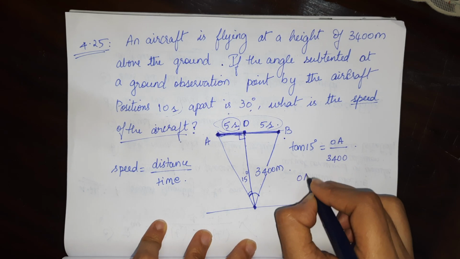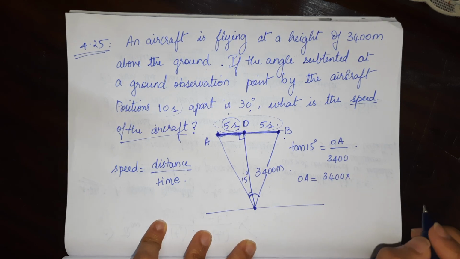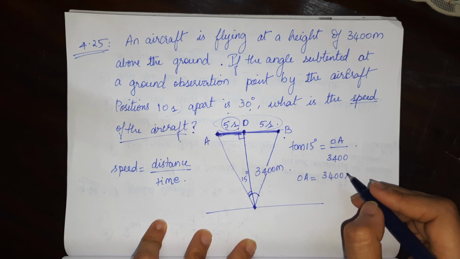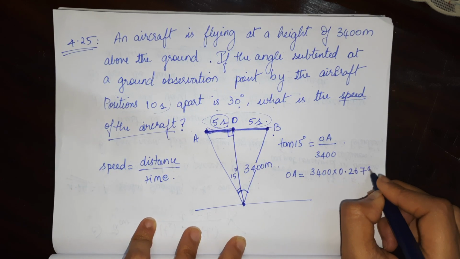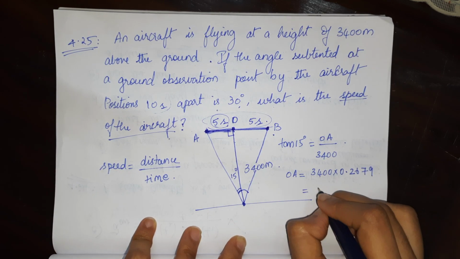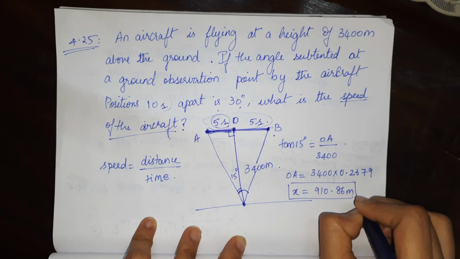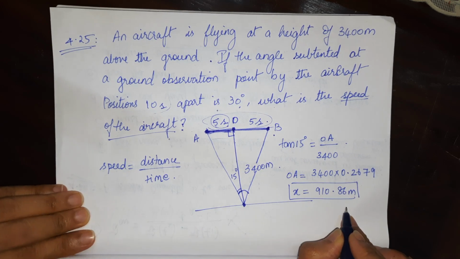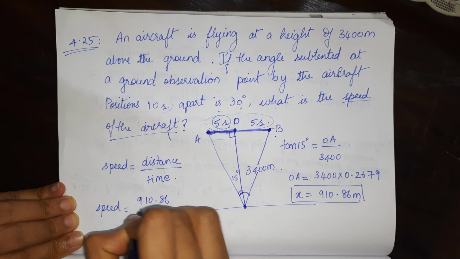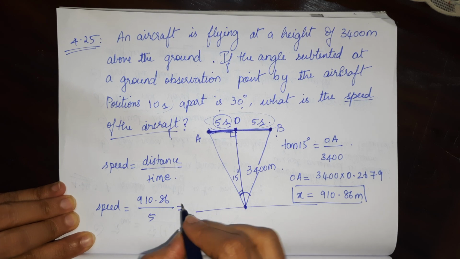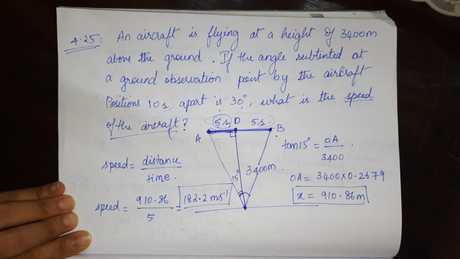What is the value of OA? OA is equal to 3,400 multiplied by tan 15. The value of tan 15 is 0.2679. You can use your logbook to find this. The answer is 910.86 meter. So that is the distance travelled. How much time is it taking to cover this distance? 5 seconds. Therefore the speed required is 910.86 meter divided by 5 seconds, which is equal to 182.2 meter per second. So this is your required speed.